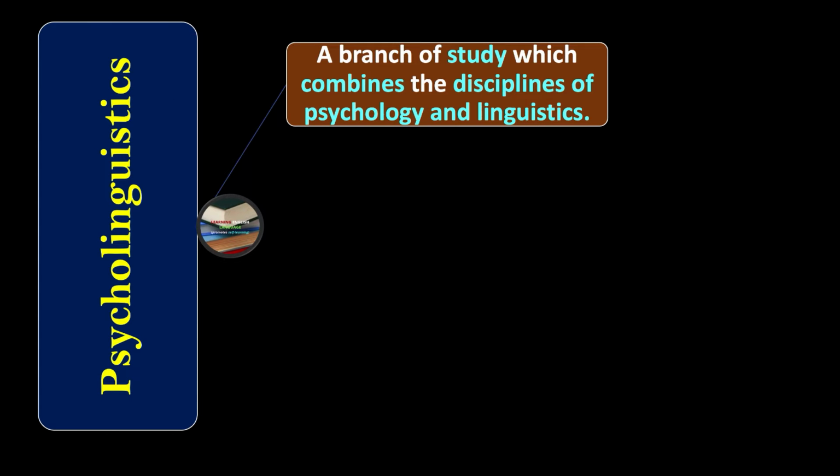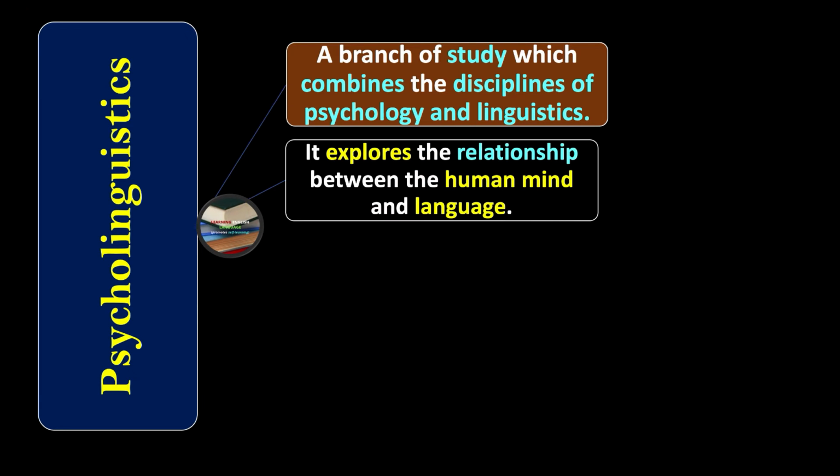What is this? The definition of psycholinguistics is a branch of study which combines the disciplines of psychology and linguistics. This is the area of knowledge in which we see the beautiful amalgamation of the knowledge of psychology and linguistics. We have some more ideas about this concept. It explores the relationship between the human mind and language.